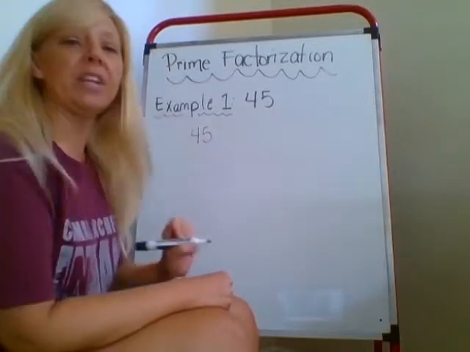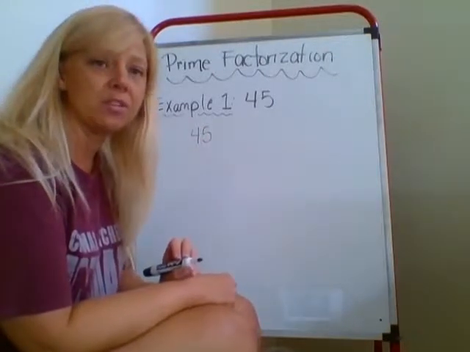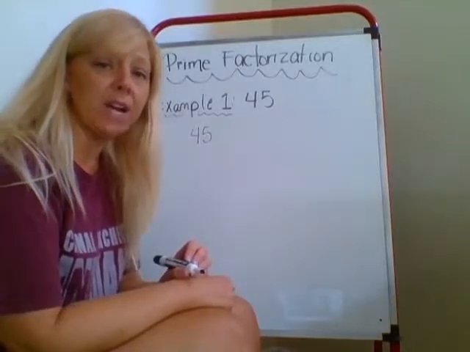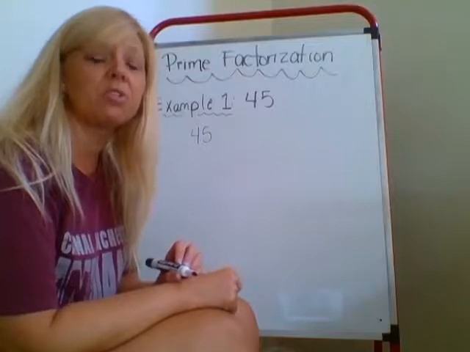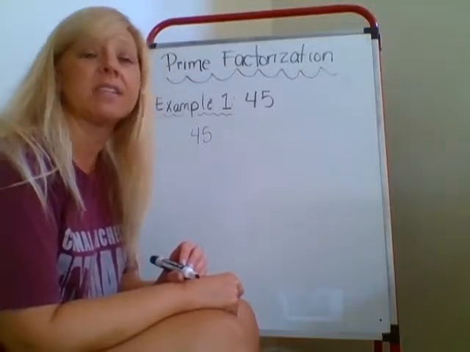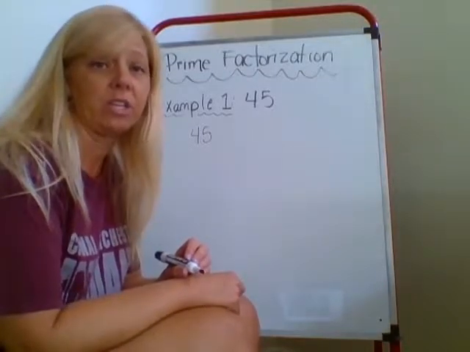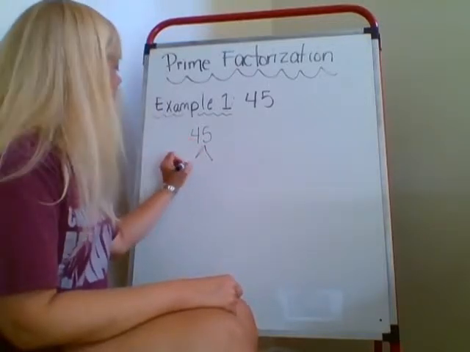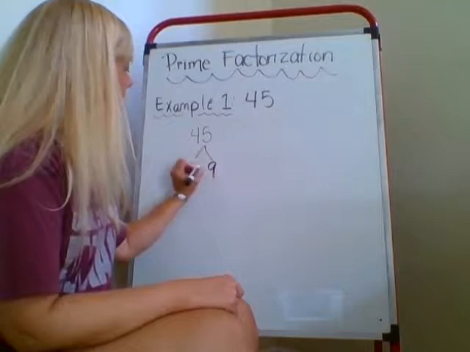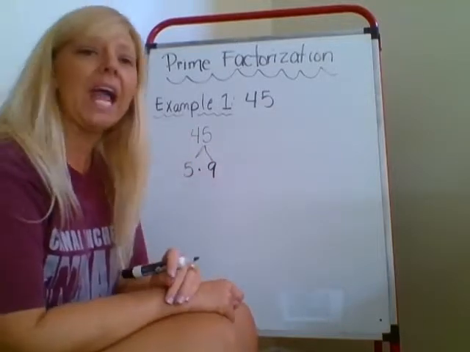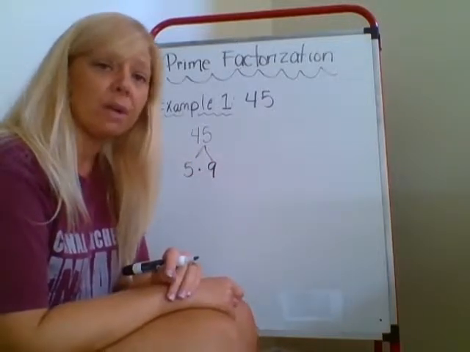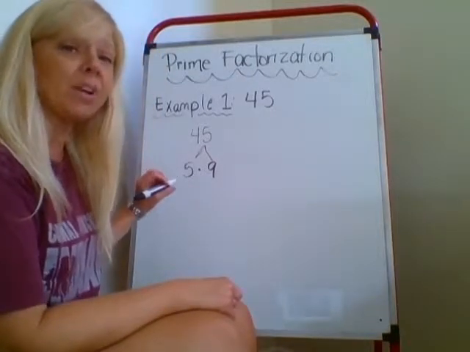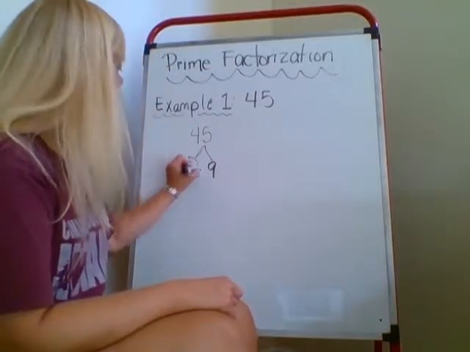So 45, and again, this is the tree method. You'll see why it's called the tree method. I can either do 3 times 15 or I can do 5 times 9. Most sixth graders are most familiar with 5 times 9 because that's a multiplication fact that we generally learn. So if I break 45, I want to do 5 times 9. Since I want to break it down only to my prime numbers, I know 5 is prime, so I'm going to go ahead and circle 5. That branch of my tree is done.